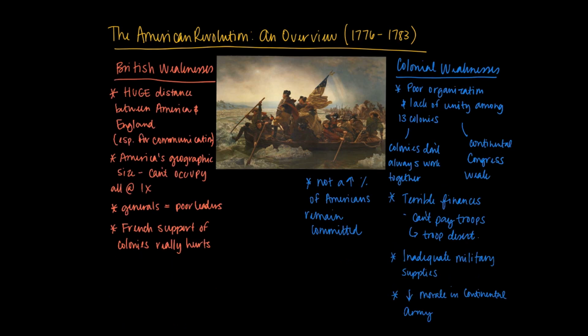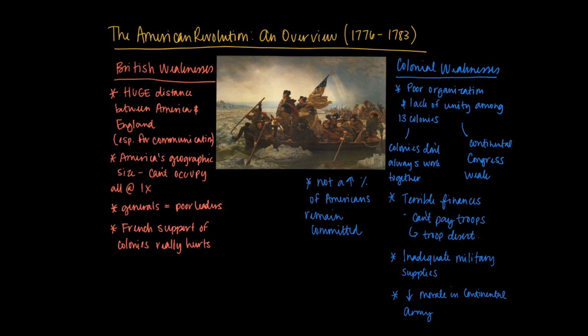Let's take a moment to consider the weaknesses of each side. In terms of the British, they have a huge distance to deal with between the colonies and England. They've got an entire ocean, and communication is really tough. The size of the colonies is a real problem for them. There's no way for the British to occupy all the colonies at once. They occupy most of the large cities throughout the war, but that doesn't really do them any good. Their generals are often poor leaders. And then, of course, the French support of the colonies is a big downside for the British as well.